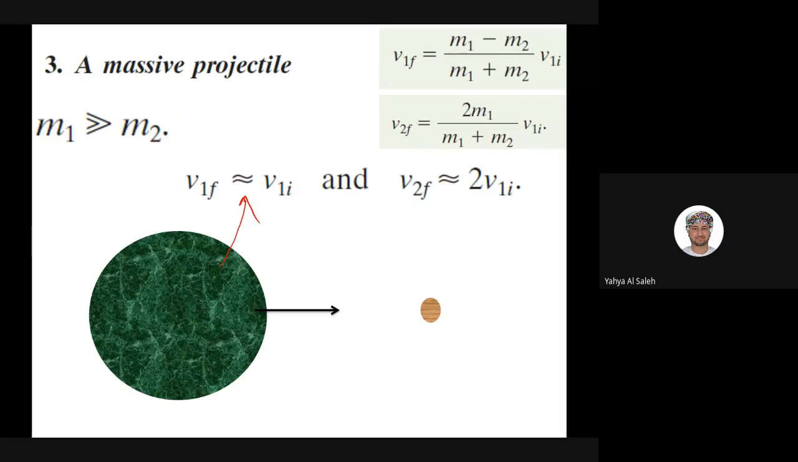But the small guy is going to end up moving at twice the velocity of the big guy. So if this guy was coming at 10 meters per second, okay, then after the collision, this guy would still keep moving at 10 meters per second. But this guy will end up moving at twice that, 20 meters per second.